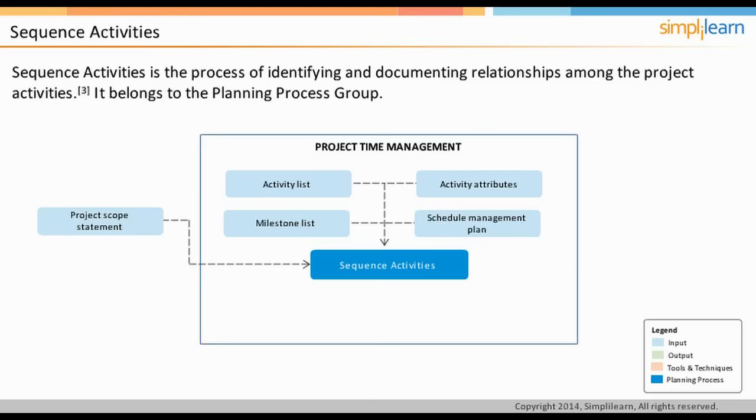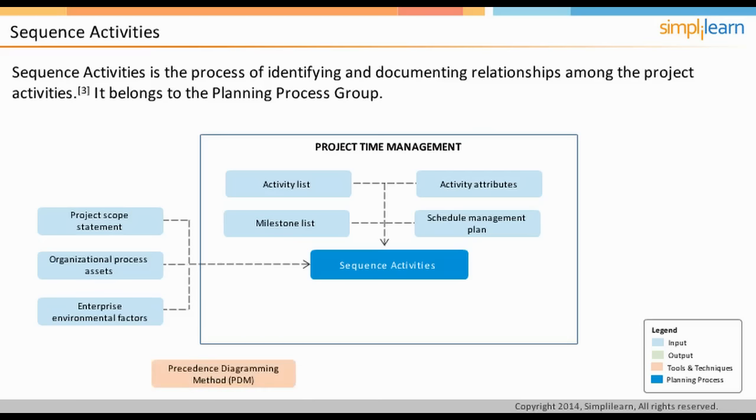Schedule management plan provides guidance in terms of methodology to be employed for many of the scheduling activities on the project. Organization process assets are also an input to sequencing activities because the organization might have some kind of knowledge base for scheduling project activities. The enterprise environmental factors relevant to this process may be scheduling tools in use, project management information systems, work authorization systems, etc. One of the important tools and techniques used in sequencing activities is the precedence diagramming method.